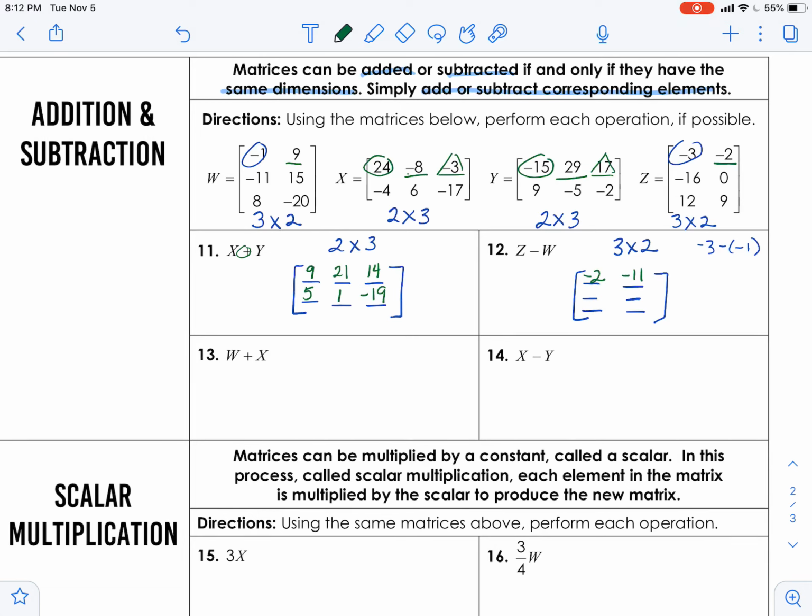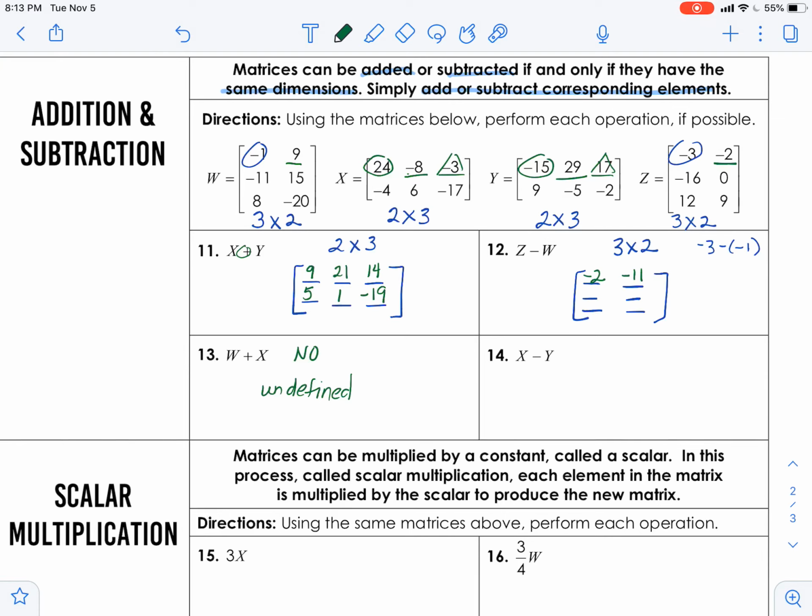But number 13, it wants you to do W and X. Can you do W and X? And the answer is no. Okay, and what you say is that it is undefined. Okay, we can't do it. Okay, it's undefined.